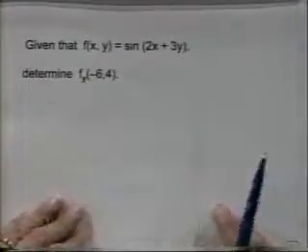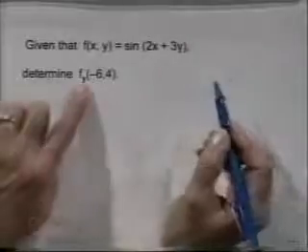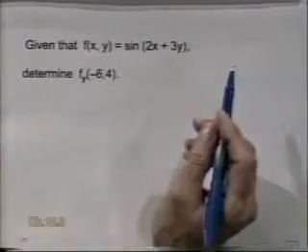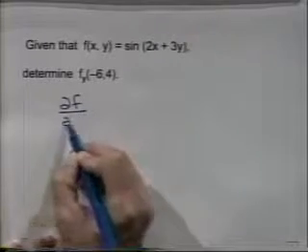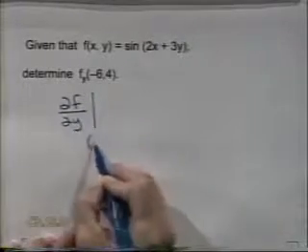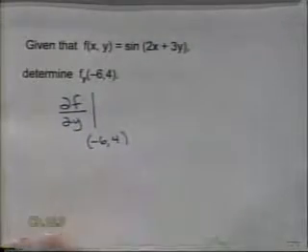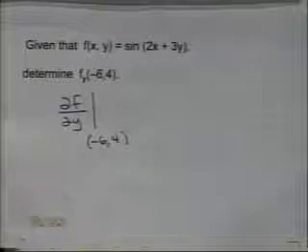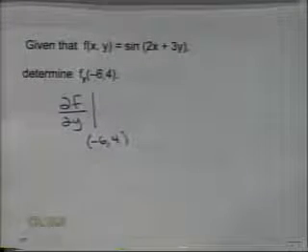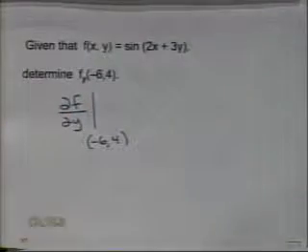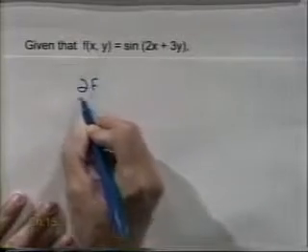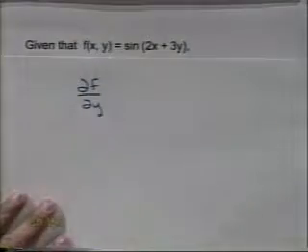Now this one, you don't even see this notation all that much, but I put it there because I think it's nice to see. Another way to write this is find the partial of f with respect to y evaluated at the point negative 6, 4. So this is a definite derivative, a specific derivative. We want to evaluate it when x is negative 6 and y is 4. So what we're first going to do is figure out what's the partial of f with respect to y?